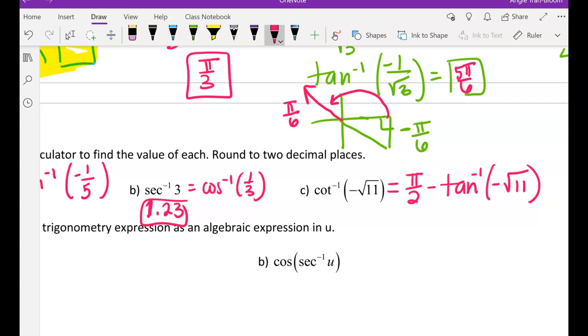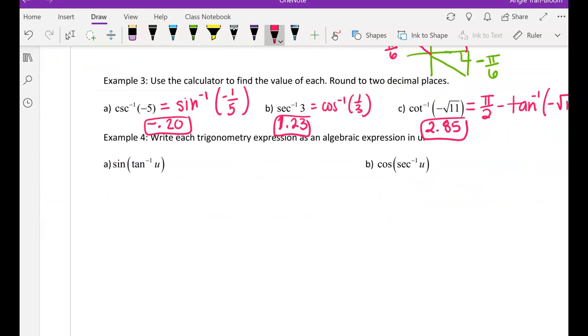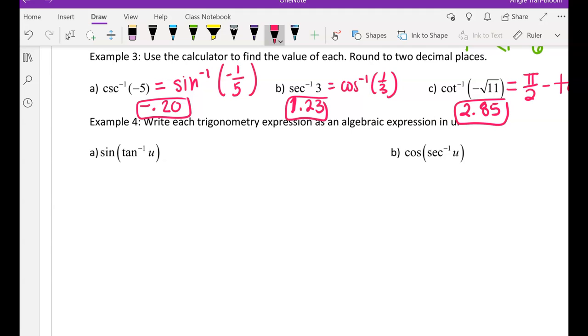Okay. Perfect. Two decimal places. Alex, what did you get? 2.85. Confirm? Deny? Perfect. Ruby, you got it now? Yep. Okay, perfect. Last example of today. Can you help me read the directions, please, Grace, to example 4?